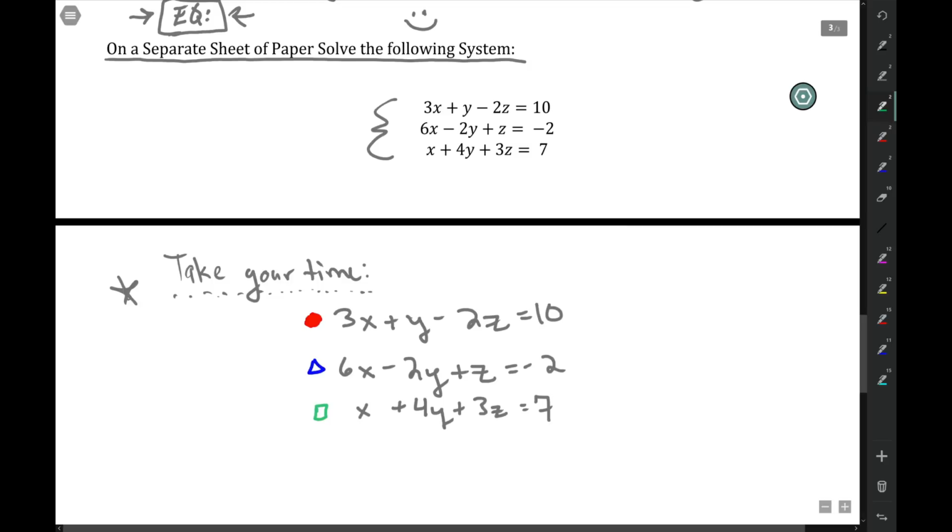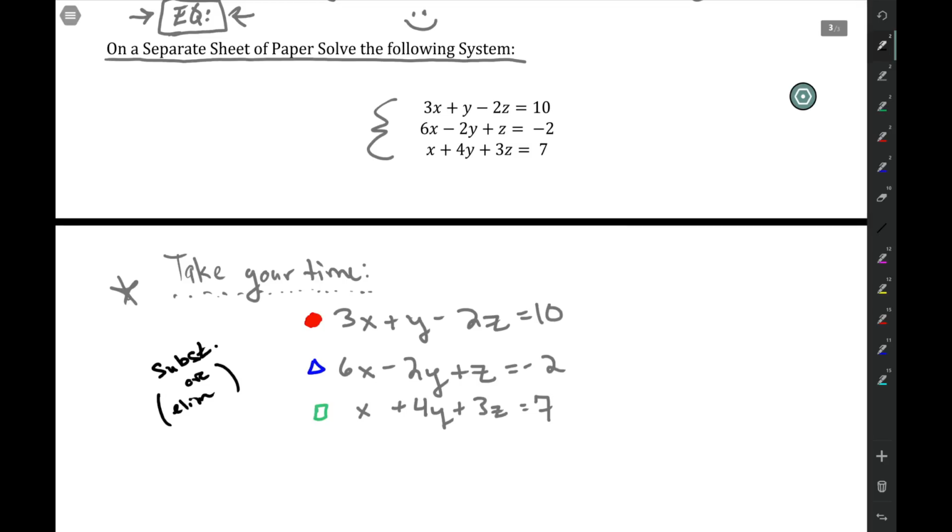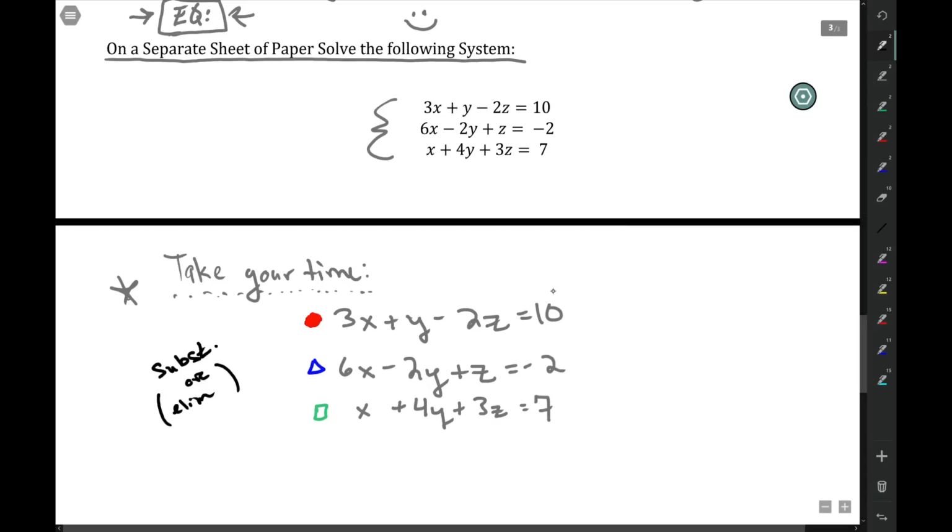Now to be honest, my favorite method is substitution for these, over elimination. You can use elimination. Students are like, well, can't I just eliminate those two? Certainly. But I like substitution, primarily, especially when I see variables by themselves. So here I see y all by itself. So I'm just going to take circle and solve for y.